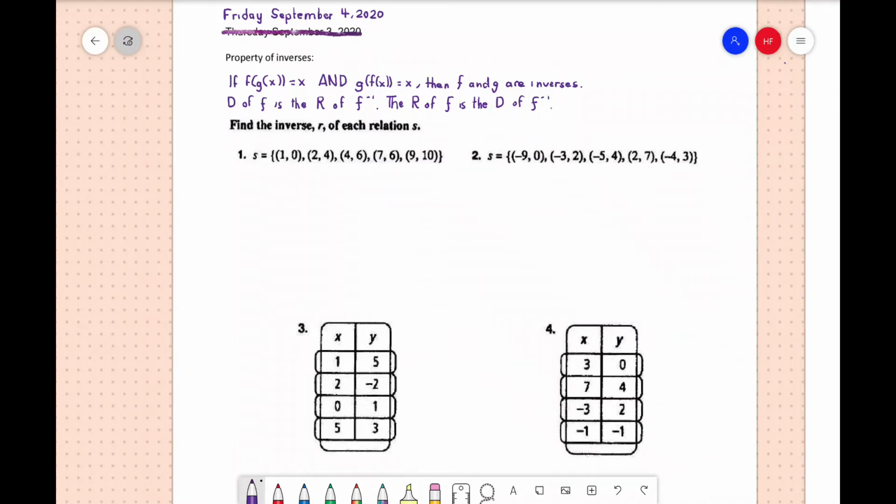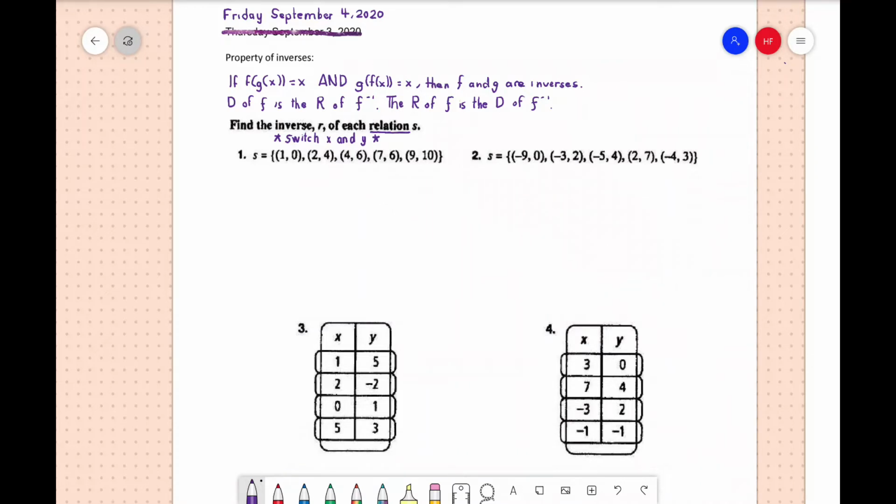So for this first section, it says find the inverse R of each relation S. So these are not functions, they're relations. They're giving us this set of points, number 1 and 2, and they're telling us to find the inverse. Remember that when we found the inverse given the equation, we switched x and y. So when we're given it in function notation, we switch x and y. It's the same thing when we're given it as a relation and a set of points.